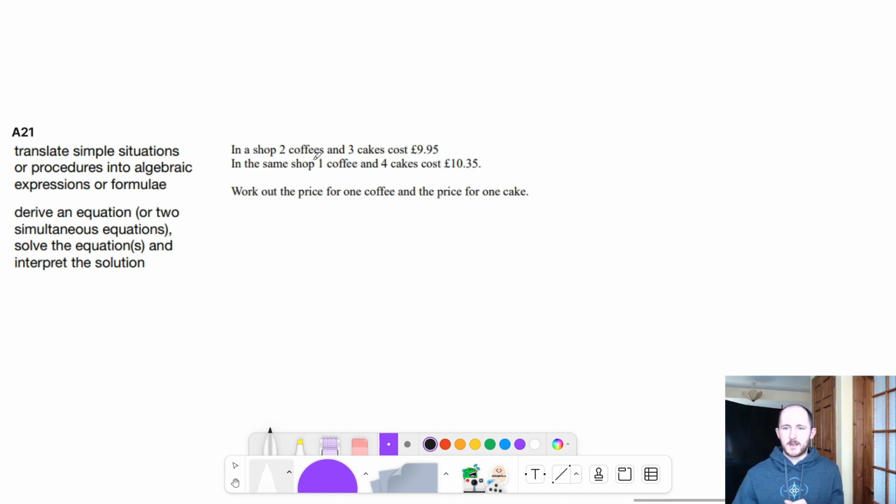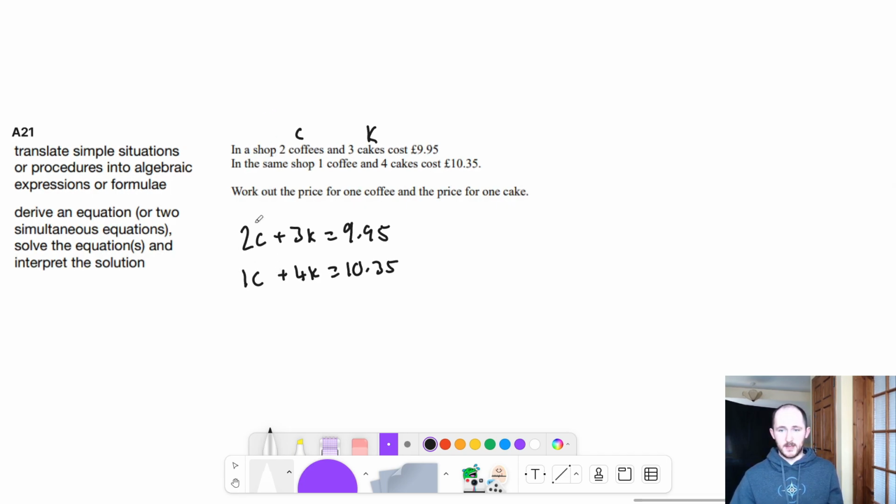Right? So, the way I'll do this is I'll assign a letter to coffees and cakes. Annoyingly, they start with the same letter. So I'm going to call coffees C and cakes, I'm going to call them K. Right? K for cake. Sure. So this first line here says 2C plus 3K equals £9.95. The second one says 1C plus 4K equals £10.35. Now you might notice that the number in front of the letters isn't the same.